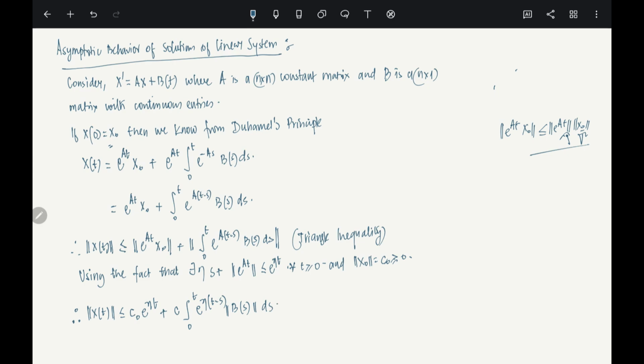And what is c here? This we need to write, where c naught is nothing but c times the norm of x naught. It's basically just a constant, so you don't have to worry about it. Let's just put it that way: c naught and c are constants. It will be better.